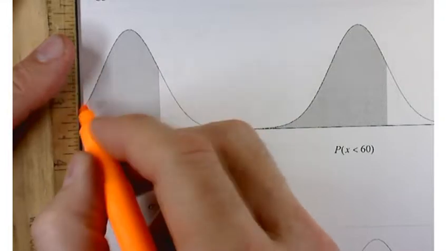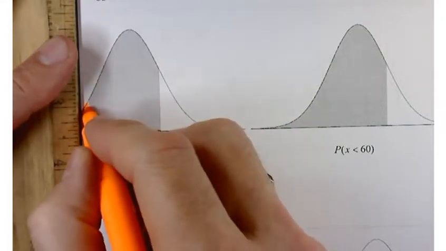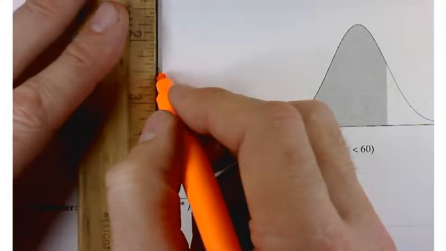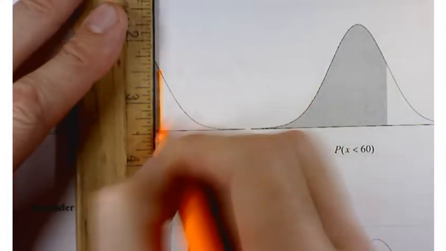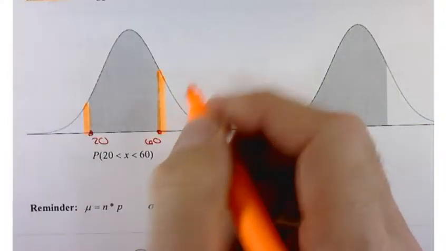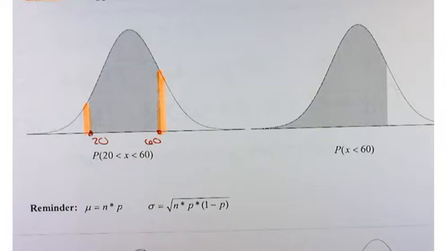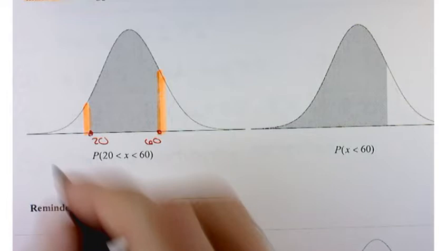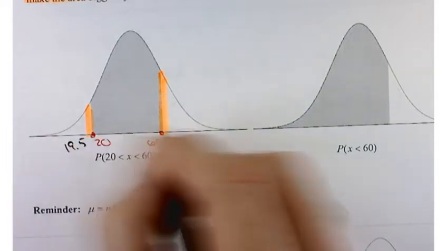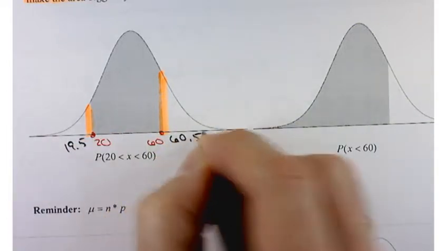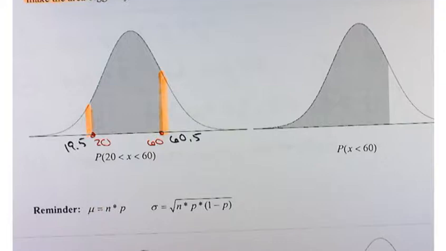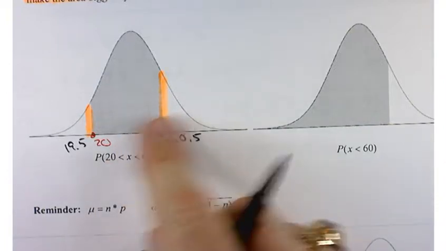So over here to the left, make it a little bit bigger, and over here on the right, I'm also going to make it a little bit bigger. So instead of using numbers of 20 and 60, I'd use numbers of 19.5 and 60.5. You're making that area bigger to allow for the fact that you're approximating something discrete with something continuous.